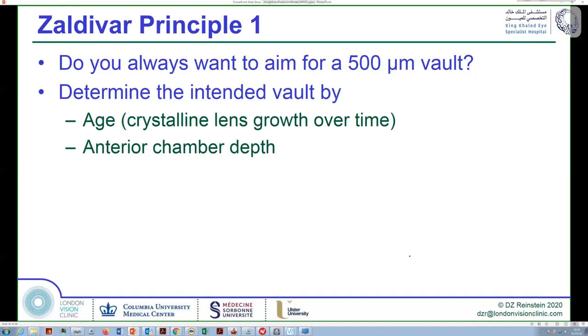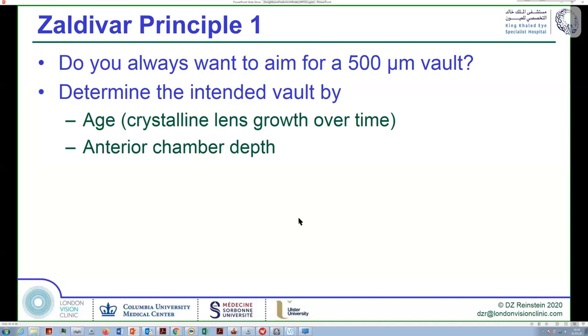So the crystalline lens gets bigger as you get older. The ICL stays in the same place. So you want to try and give yourself the most room. And of course, how much vault is going to depend on your anterior chamber depth and your angle dimensions. You don't want to be closing angles.